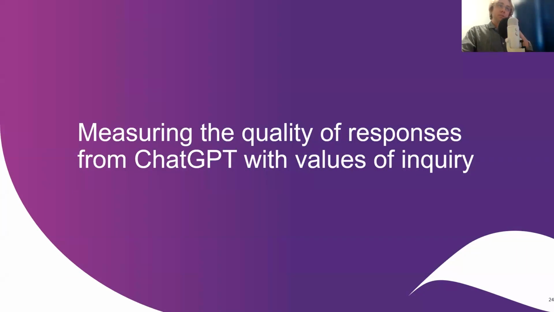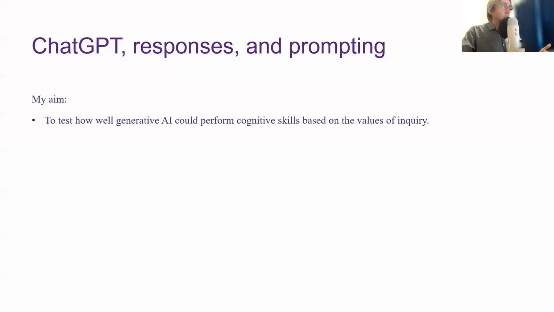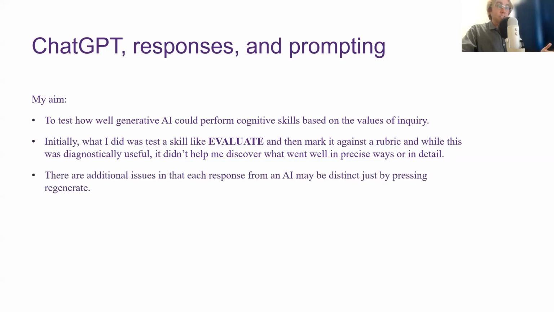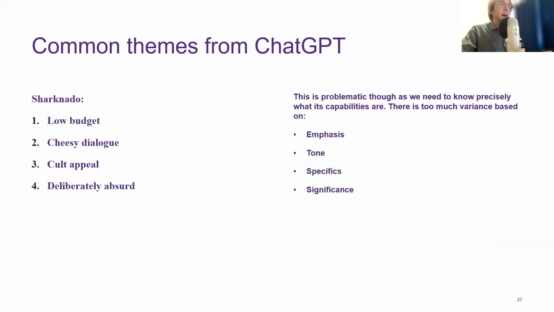It's really important to show all the testing here though, that I did, because my aim was to see how well it could perform on cognitive skills based on these values of inquiry. And initially I did a test like evaluate and marked it against a rubric, but it didn't help me discover what went well in precise ways. There are additional issues that the response might be distinct by just pressing regenerate. And so I abandoned that, I'm just going to skip that.